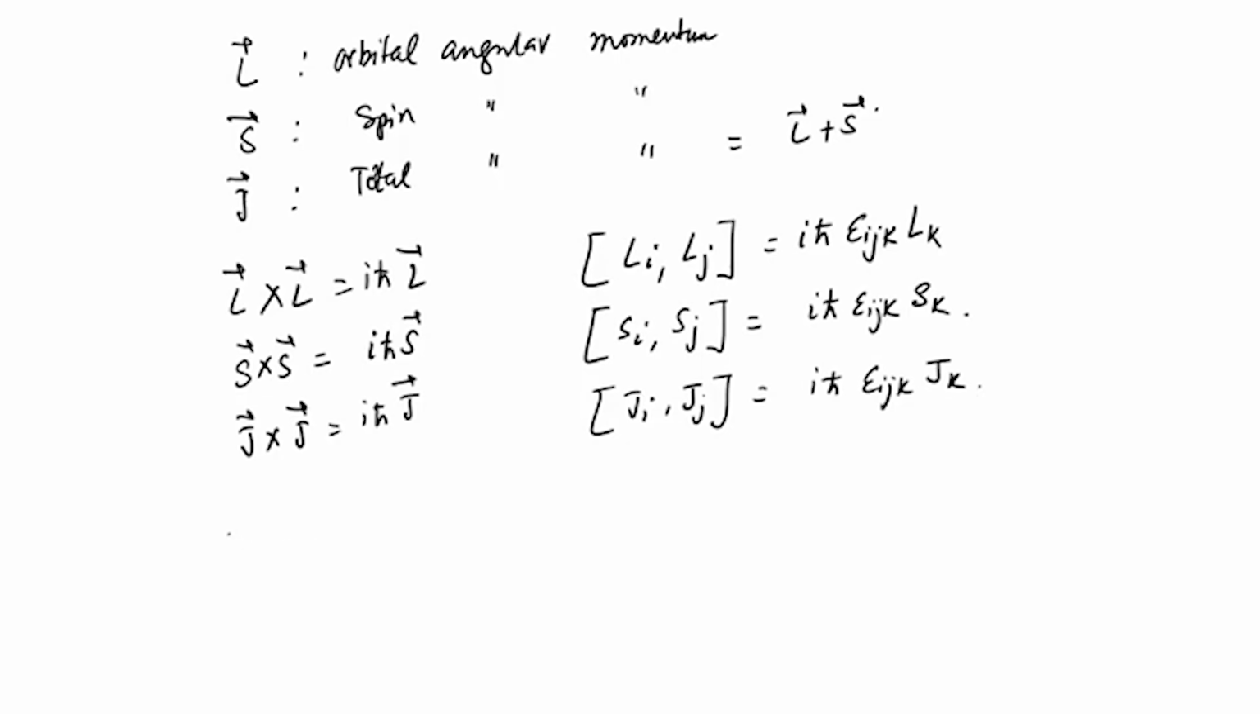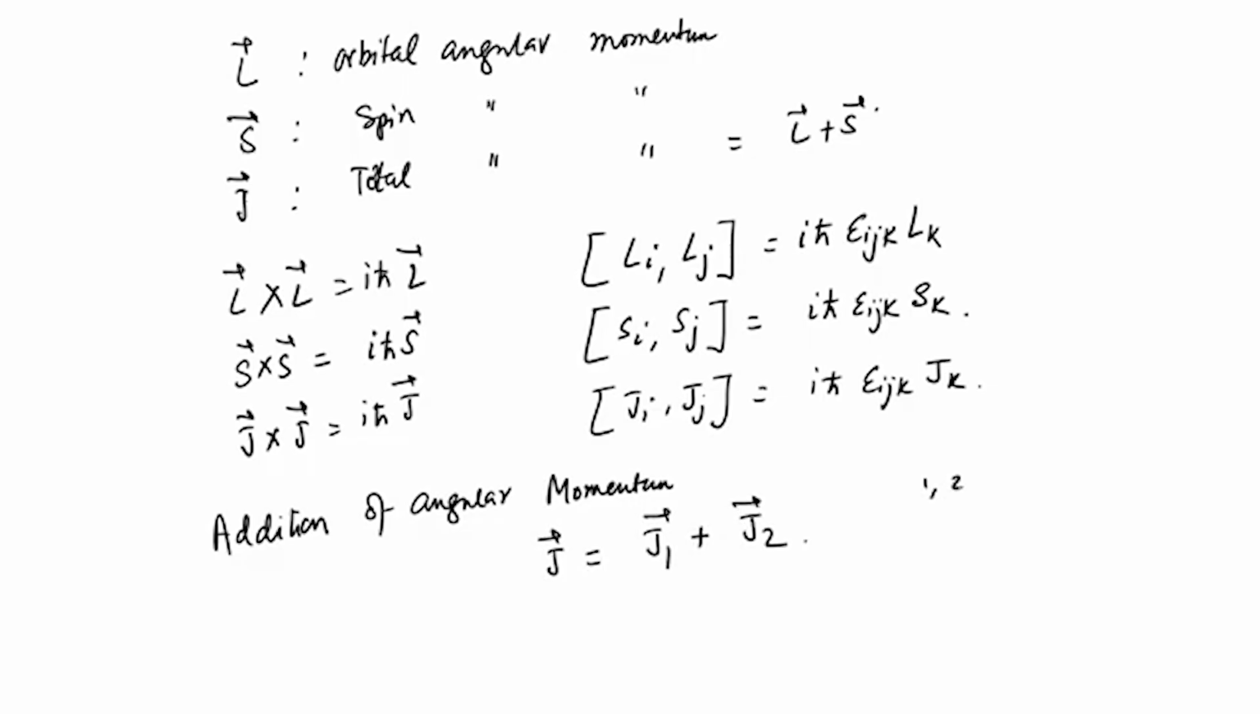Now, we talk about addition of angular momenta, and in particular we will just talk about J, but these addition rules are valid for the other two angular momenta as well. So, this addition means that we are talking about J equal to J1 plus J2. So, 1 and 2 correspond to two particles.